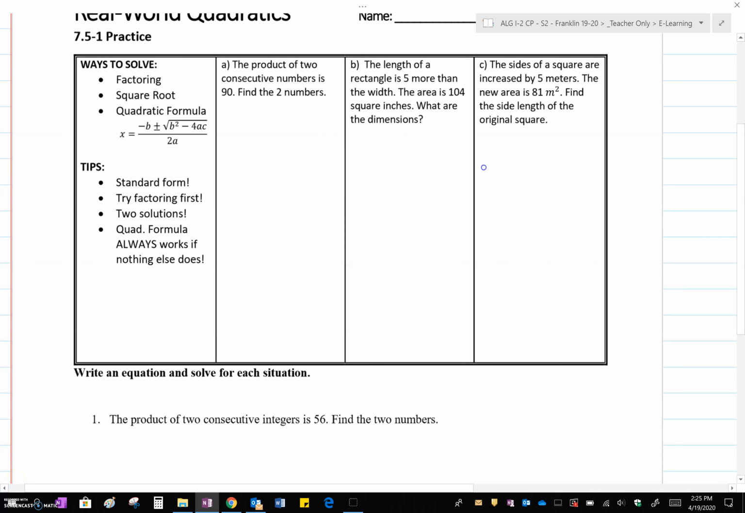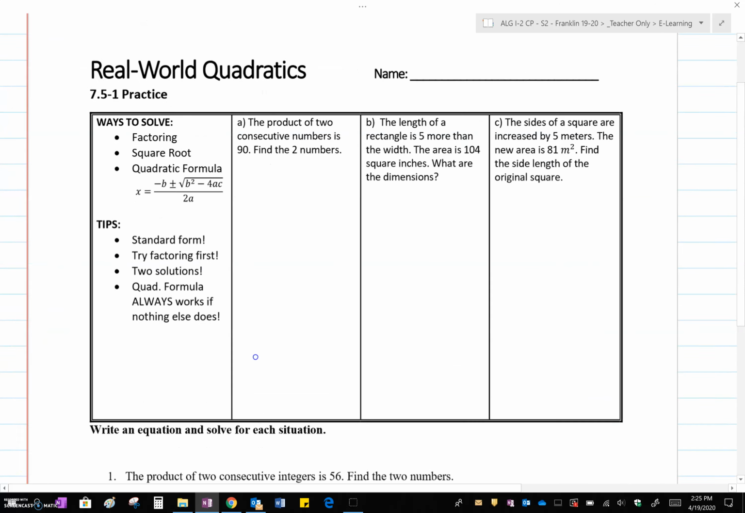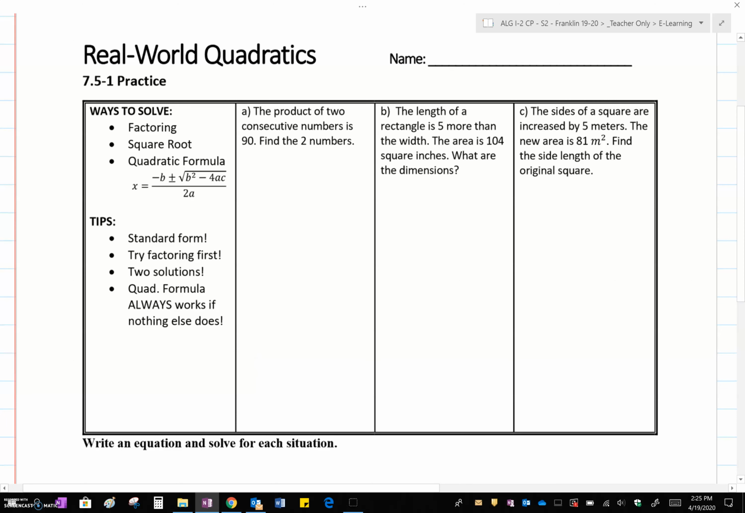Okay, let's talk about real-world quadratics. So just story problems involving quadratic equations. And just a reminder, there are three ways we've talked about solving quadratic equations: factoring, square roots, and using the quadratic formula. So, and then some tips, just like solving quadratics, we're going to have to write a quadratic equation and solve it. So the tips for solving are still important for these. So let's just get to it, right?